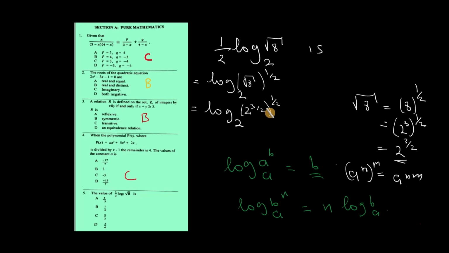2 to the 3 over 2, all to the power half, is the same as multiplying 3 over 2 by the power half, from this law of indices. That's n times m. 3 over 2 times half is the same as 3 on 4. That's 2 times 2 is 4. So this is the same as log base 2 of 2 to the 3 over 4, which is equal to 3 over 4. Since the base here is 2 and we have 2 here, the log will be the power, which is 3 over 4. So the right answer is D, 3 over 4.